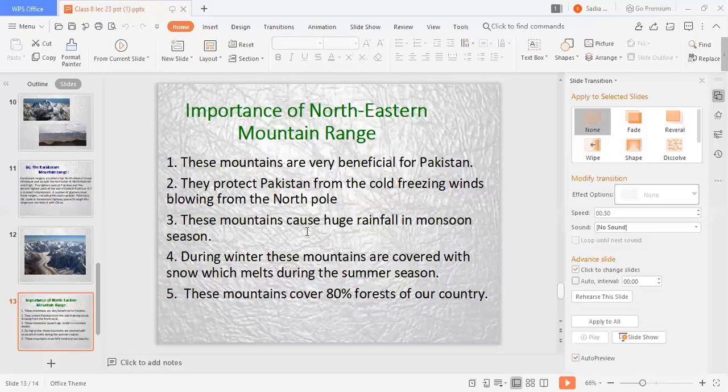So during winter, these mountains are covered with snow, which melts during the summer season. ये मैंने आपको पहले भी बताया कि समर सीजन में जब सूरज चमकता है तो ये तमाम जो स्नो है वो मेल्ट हो जाती है। And these mountains cover 80% forests of our country. So these are the most important lines. You have to underline these lines. You have to learn properly these lines. So these mountains cover 80% forest of our country.